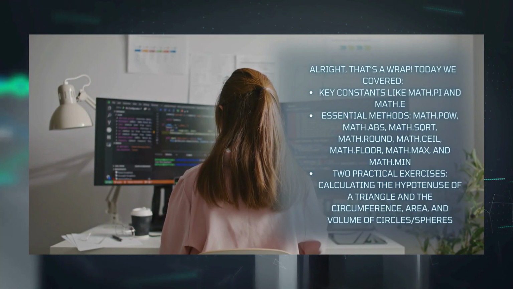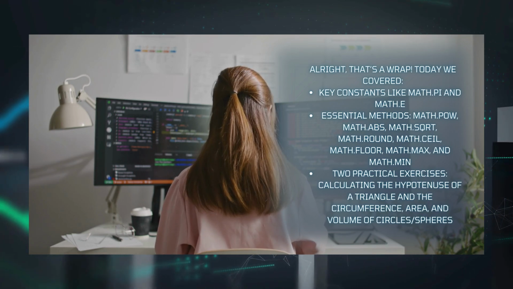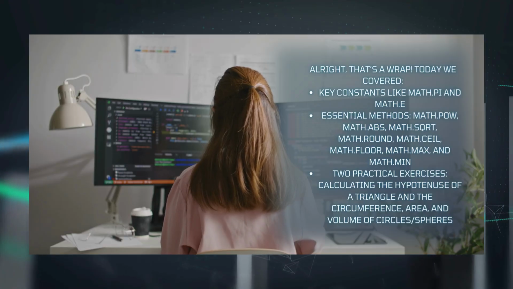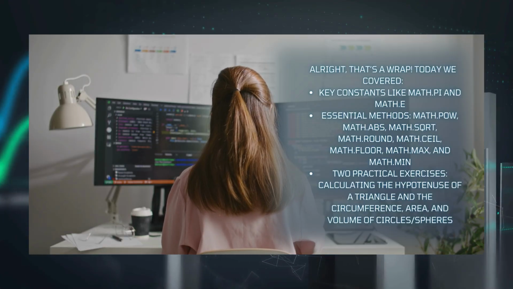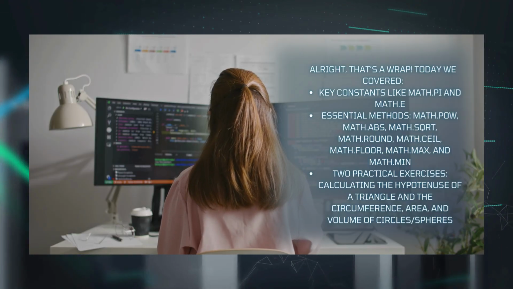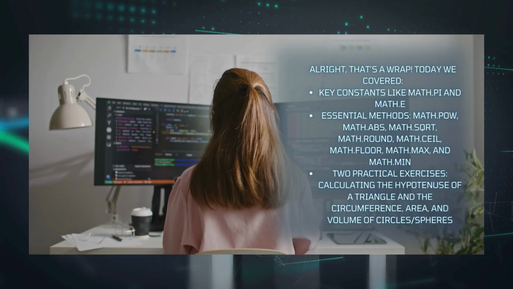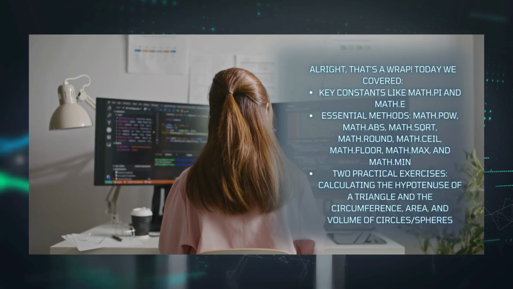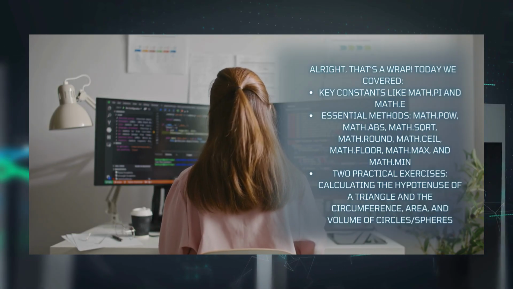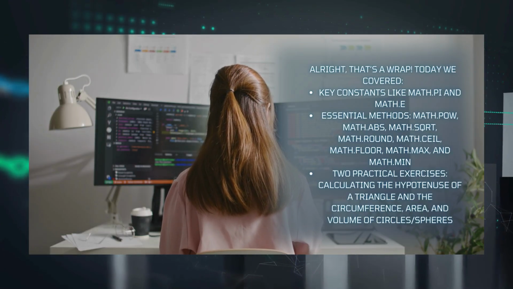Alright, that's a wrap. Today we covered key constants like Math.PI and Math.E. Essential methods: Math.pow, Math.abs, Math.sqrt, Math.round, Math.ceil, Math.floor, Math.max, and Math.min. And two practical exercises: calculating the hypotenuse of a triangle and the circumference, area, and volume of circles and spheres.